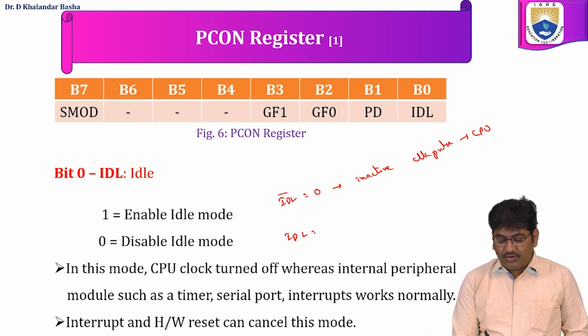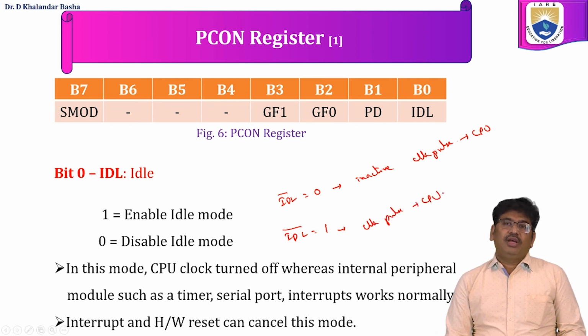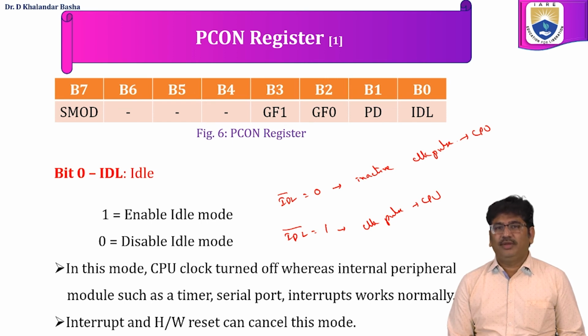If IDL is equal to 0, then IDL bar will become 1, which gives the clock pulses to the CPU also. In this mode, the CPU clock is turned off, whereas internal peripheral modules such as timers, serial port, interrupts work normally. Interrupt and hardware reset can cancel this mode.